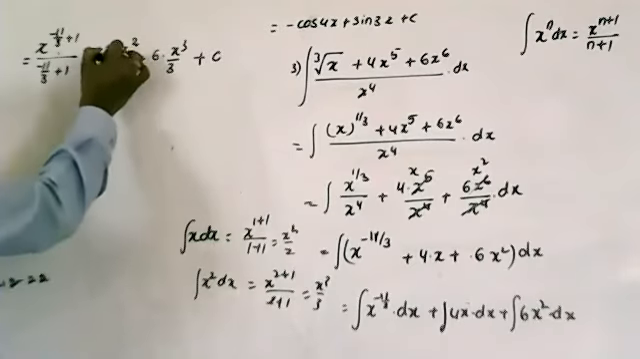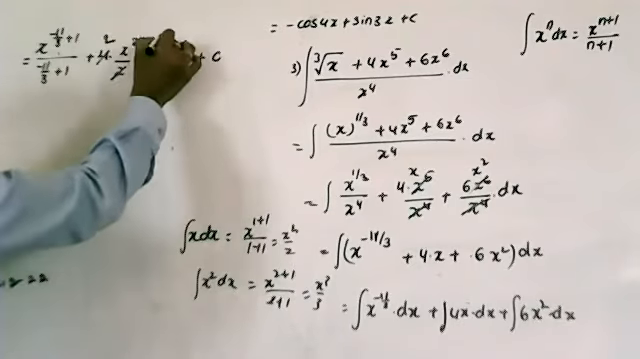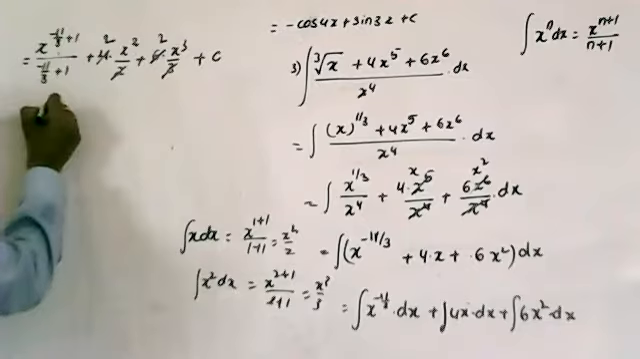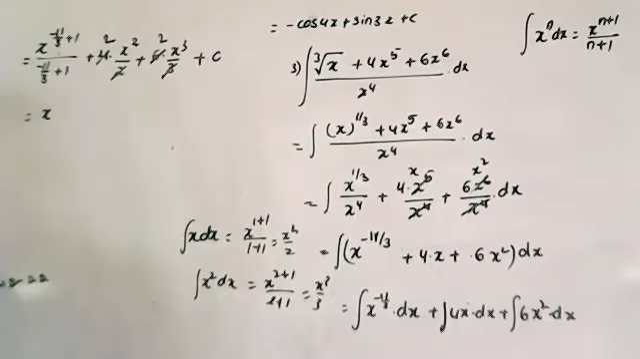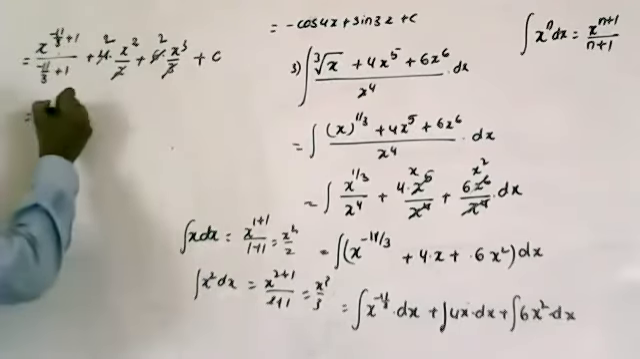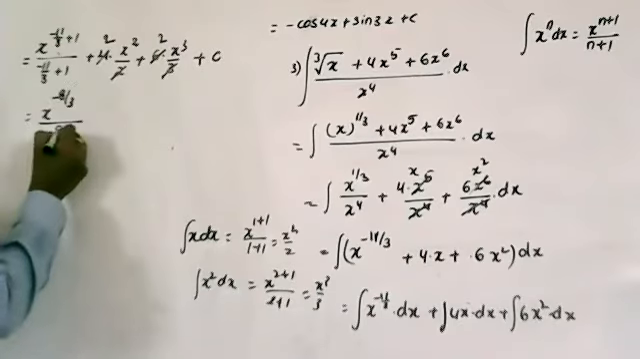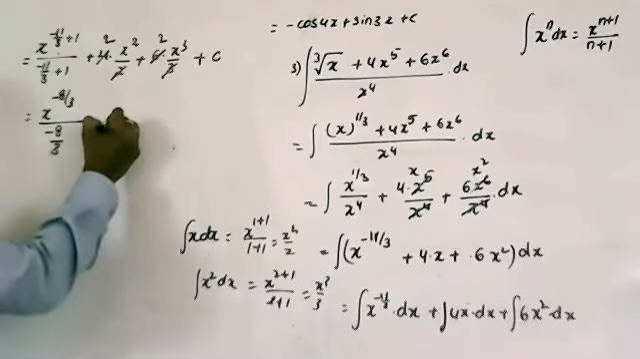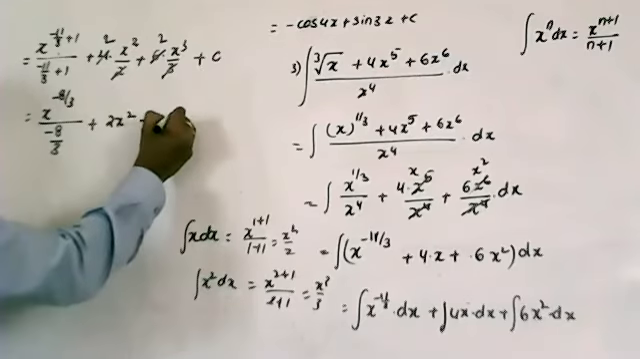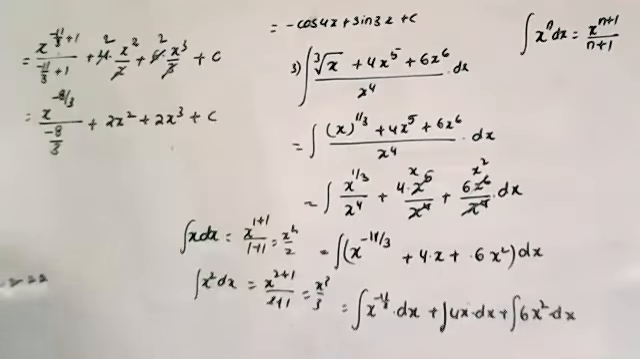Now cancel: 2 ones are 2, 2 twos are 4, 3 ones are 3, 3 twos are 6. Now this can be taken as x to the power of minus 11 plus 3 by 3. That is how much? This can be taken as minus 8 by 3, divided by minus 8 by 3, plus 2x square plus 2x cube plus c.